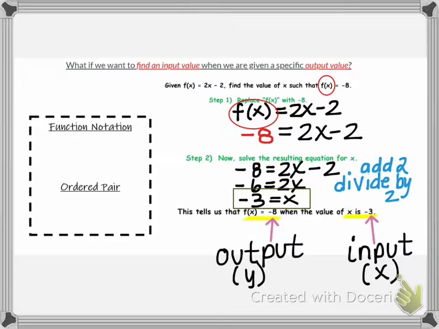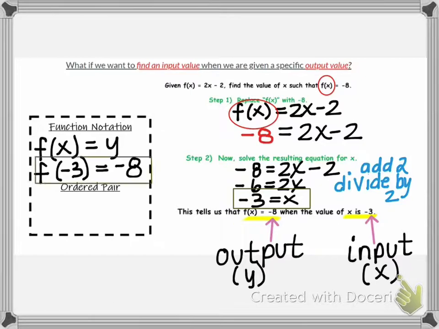Sometimes you might be asked to give your answer in function notation. So remember, f of x equals y. That's our general function notation. So now, if I want to write f of x, I'm going to replace the x with the input value negative 3, and then that's going to be equal to my output value of negative 8. So for function notation, I would say f of negative 3 equals negative 8.